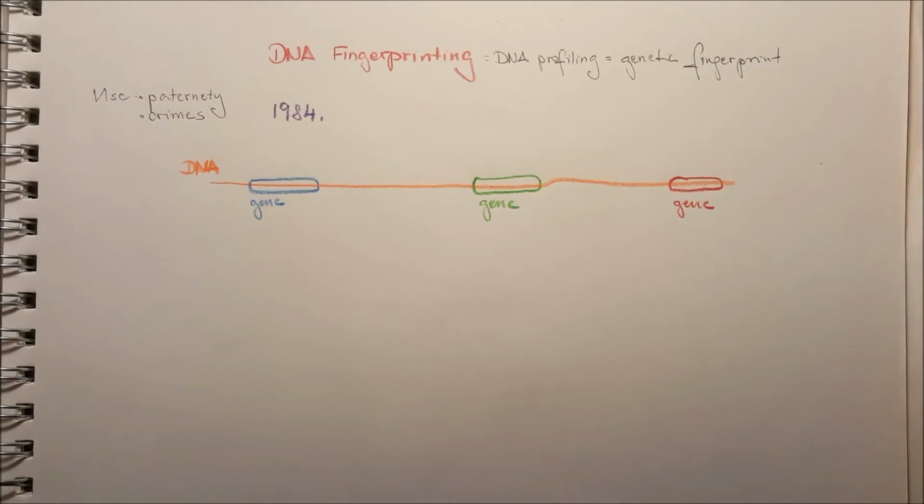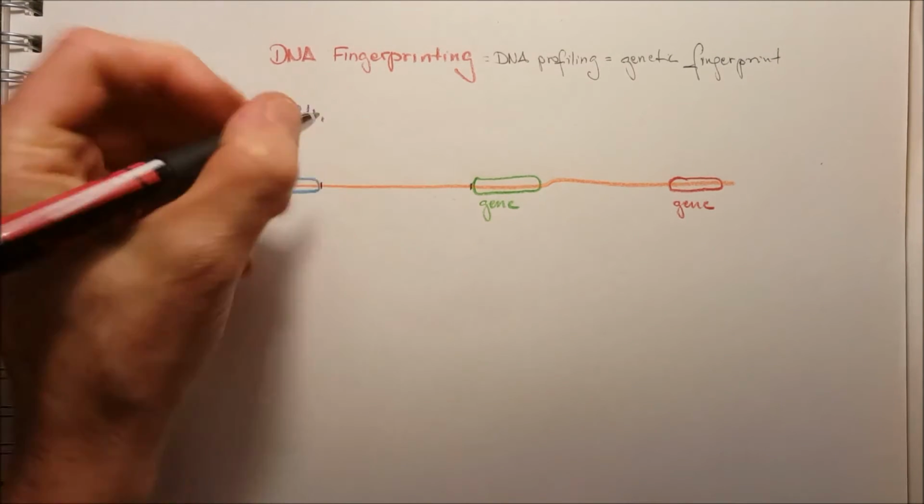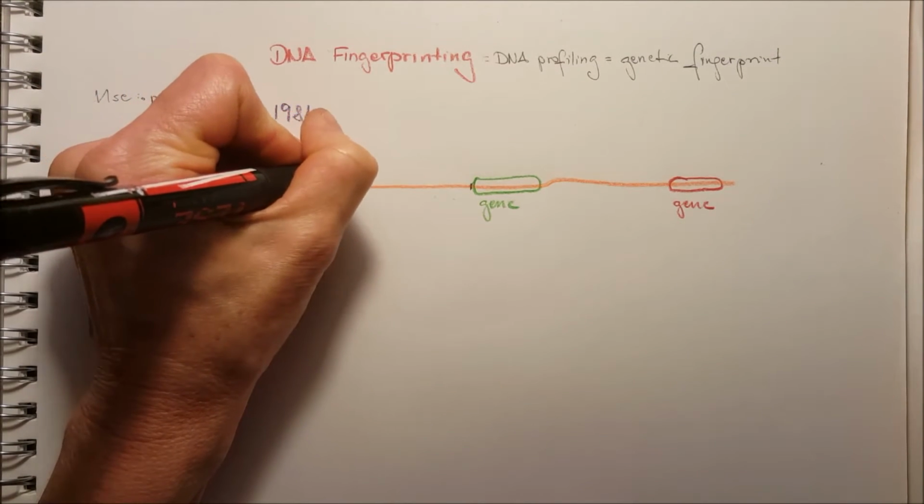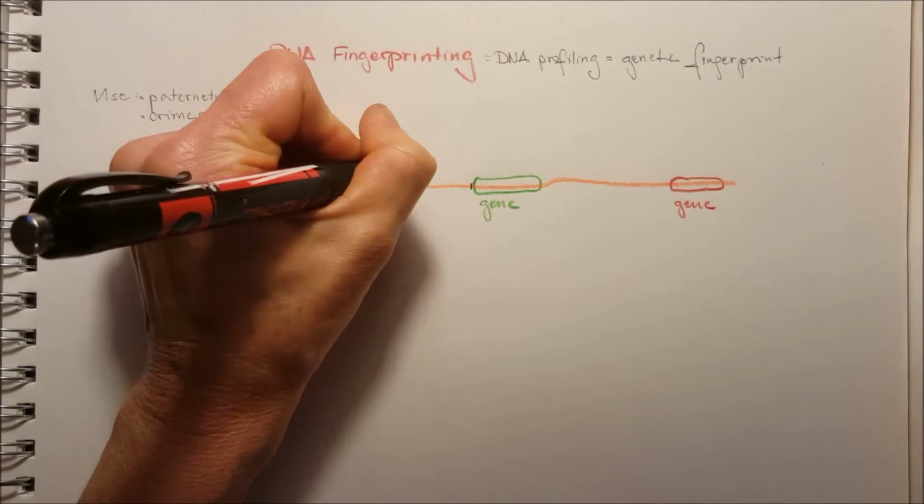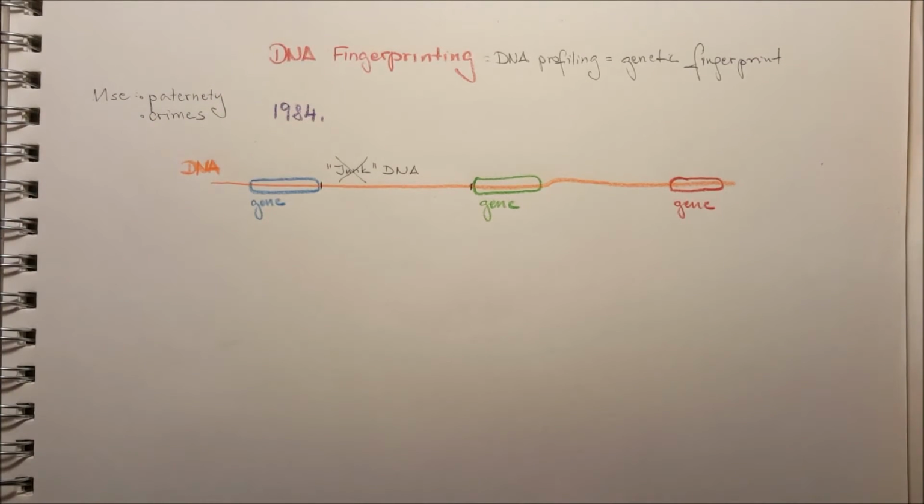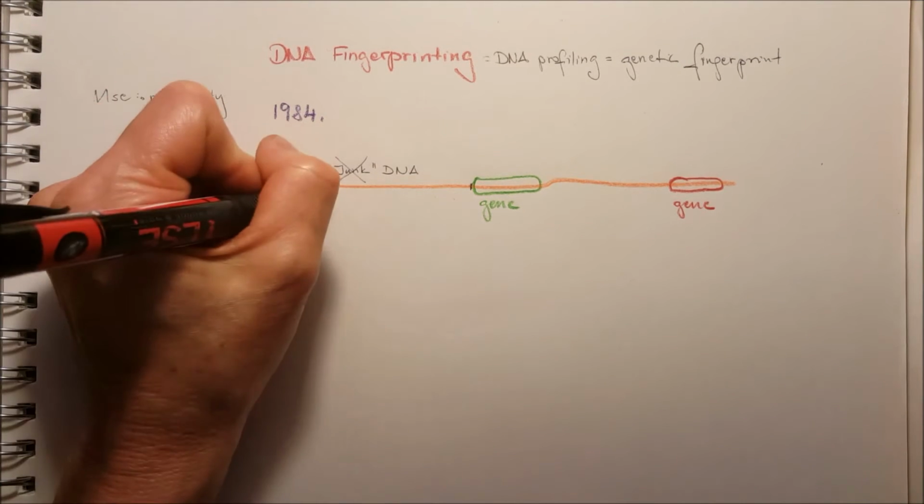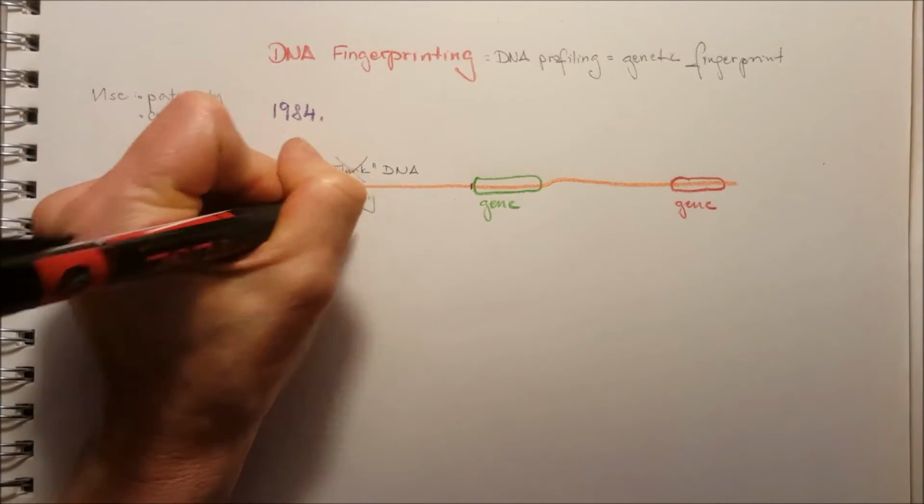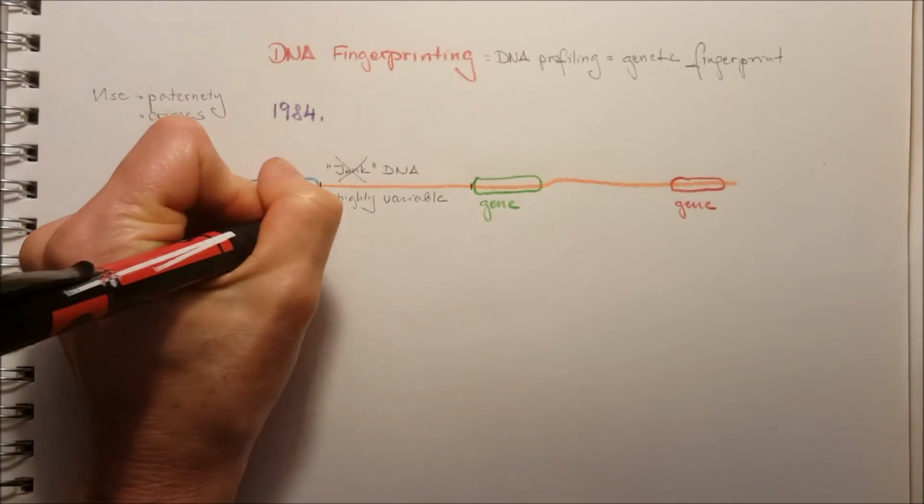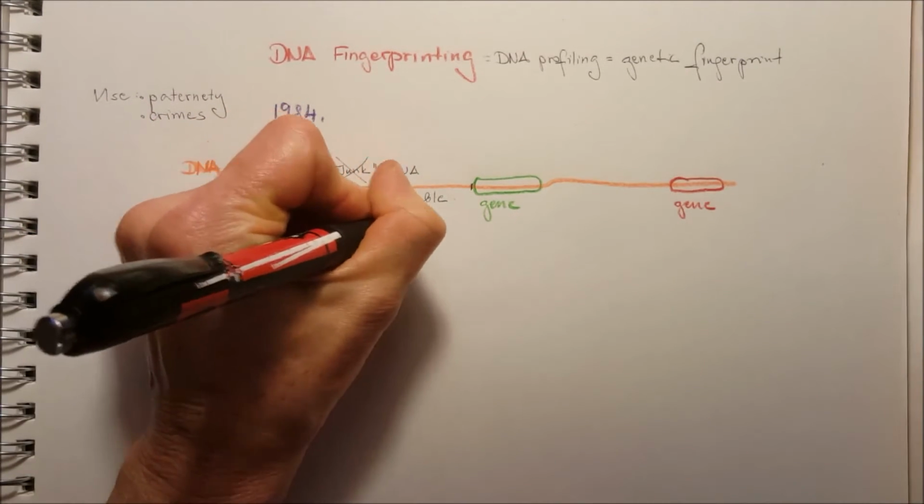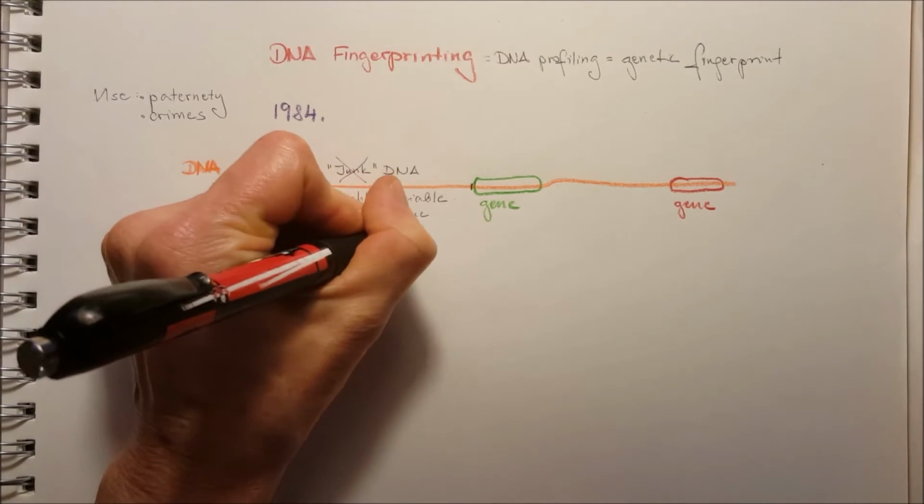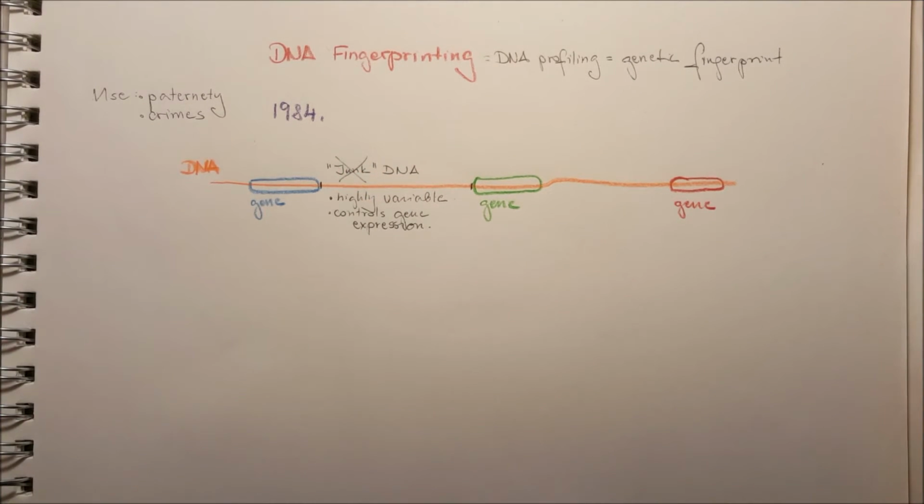So we have the genes, but between the genes we have segments that we didn't know about before, and still don't know exactly what they do, and we call them junk DNA. Now, it turned out that this DNA is not really junk. It's a highly variable sequence that controls gene expression.